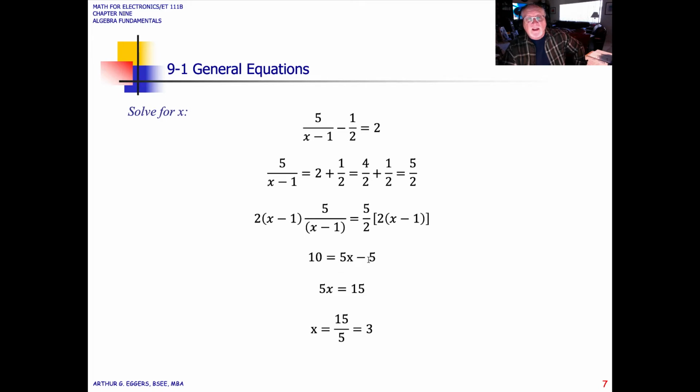So I get 5x. In this case, I'm adding plus 5 to both sides to give me 15. And then the last step being divide through by 5 on both sides. X is equal to 15/5 or 3.